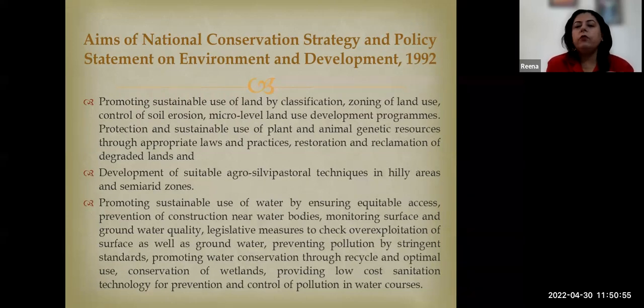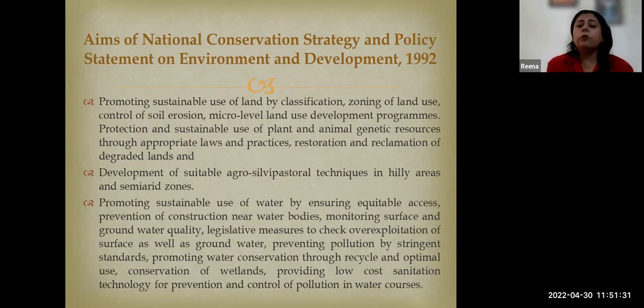This is again a very concise line, but if you go through each and every point in every bulleted item shown in this slide, you will understand what information it carries. Then you have micro level land use development programs. Protection and sustainable use of plant and animal genetic resources is also a part of this national conservation strategy. So no aspect is left out if you study it deeply.